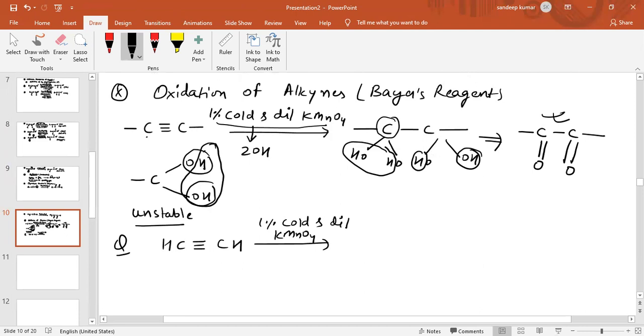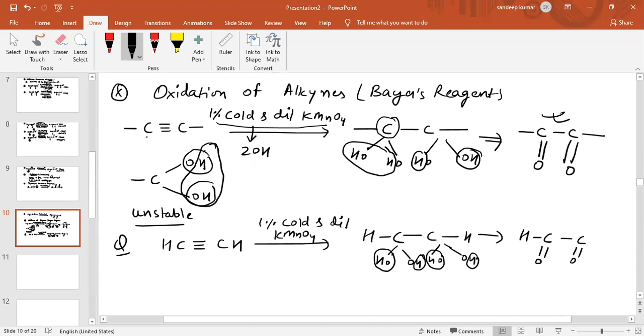What happens? On this carbon atom there will be 2 OH groups. Also on this carbon atom there will be 2 OH groups, and 2 OH groups on the same carbon atom is unstable. So water will be removed, this OH and H. Again, water will be removed from this OH and H. So it will convert into HC double bond O, and this is also C double bond O.